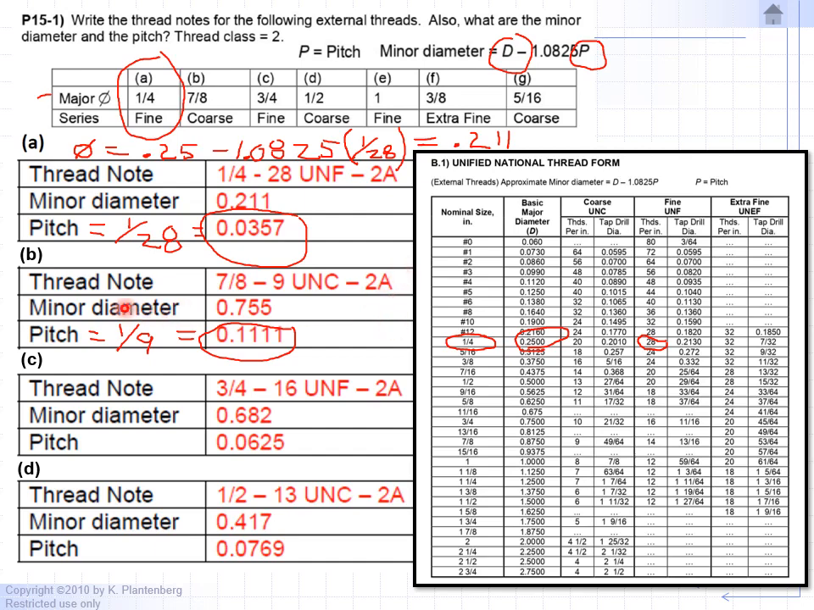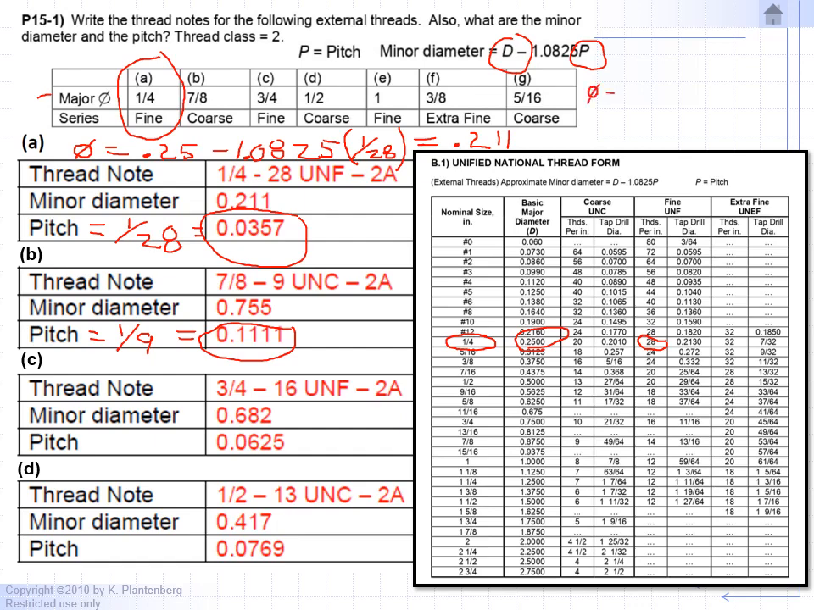To calculate the minor diameter, we're going to once again use our formula. Minor diameter equals major diameter. The major diameter is 7/8 or 0.875. If you do the math, 7 divided by 8 is 0.875. And then we're going to go minus 1.0825 times the pitch. To calculate that, I'm going to do it over here to the right, since I don't have enough room here.